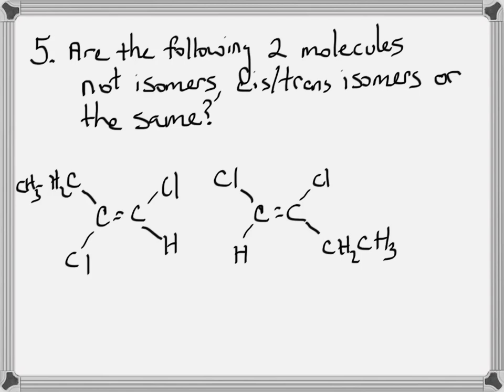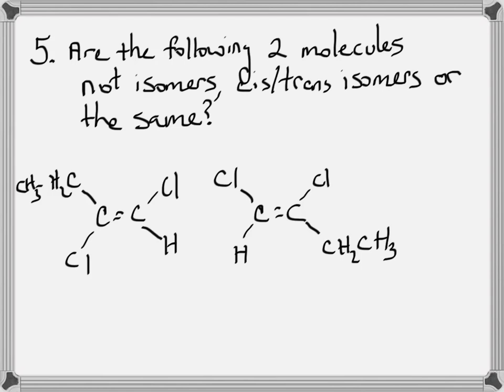So if you look at this molecule, again, you'll see that the molecular formulas are the same. So that means we could have isomers on our hands, or we could have the same molecule on our hands. The connectivity of the atoms is also the same. One of the carbons in the double bond is connected to a chlorine and a hydrogen. The other carbon in the double bond is connected to a chlorine and what looks like an ethyl group. And then, of course, the ethyl groups are going to be the same. And so the connectivity of atoms is the same here.